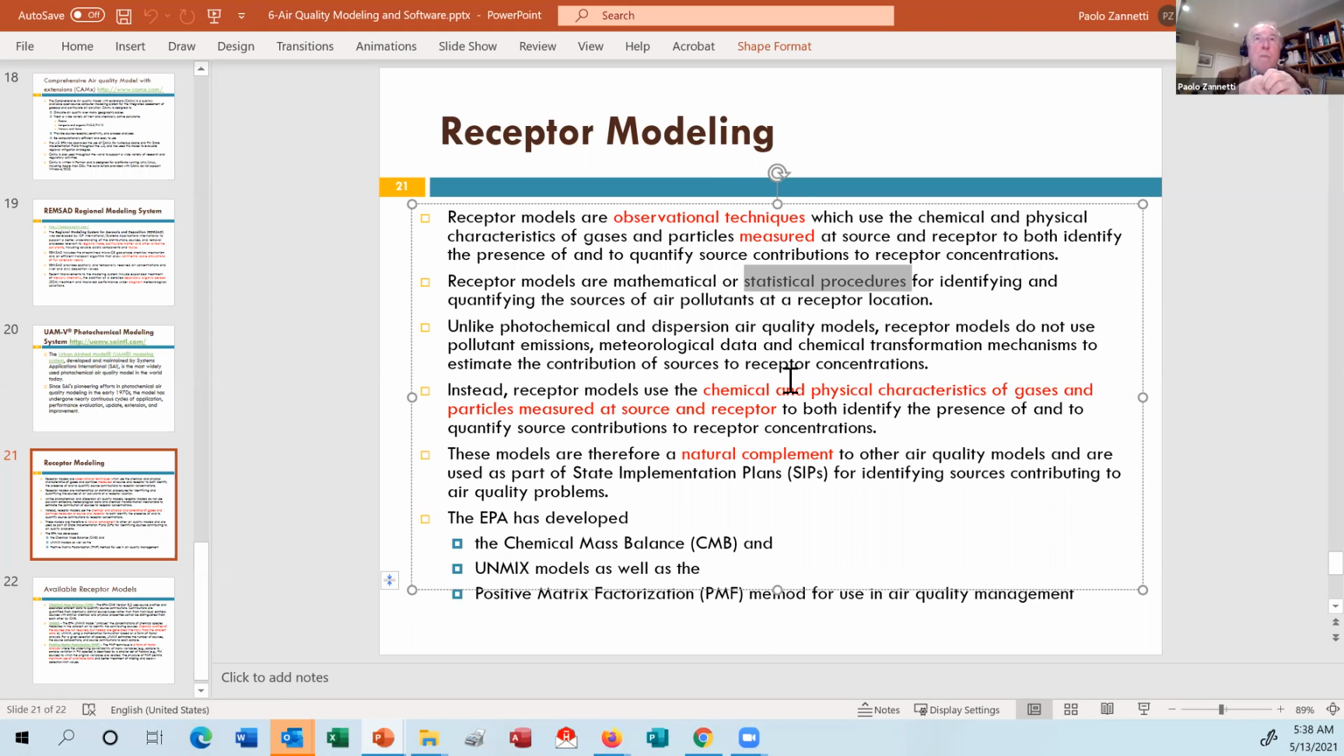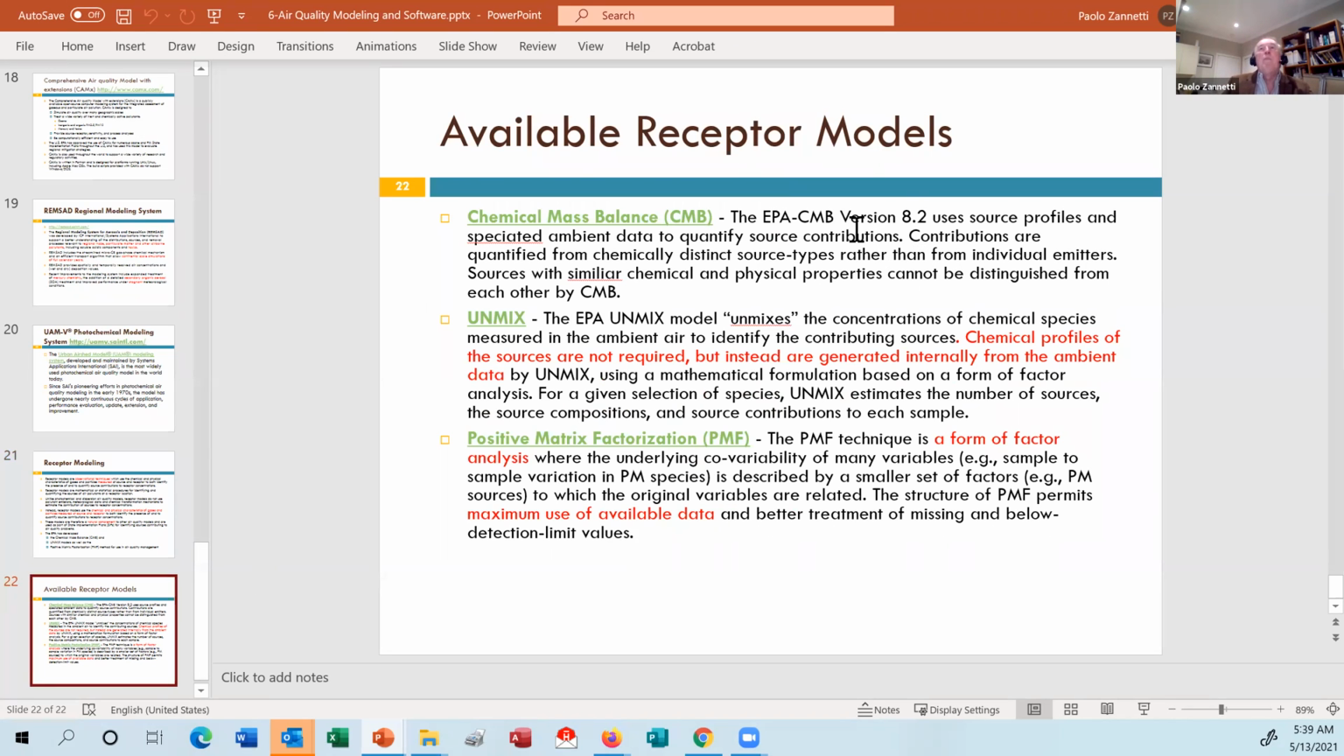So if you want to learn more, of course, the SCRAM tells you about available receptor models that you can use, you can download. The easiest one to use is the chemical mass balance, CMB. Well, it's not easy to use, but you can start with that one if you're interested. And in some cases, receptor models are very useful, and they can be used in addition to dispersion modeling. As I said before, there is no reason to use only one model.